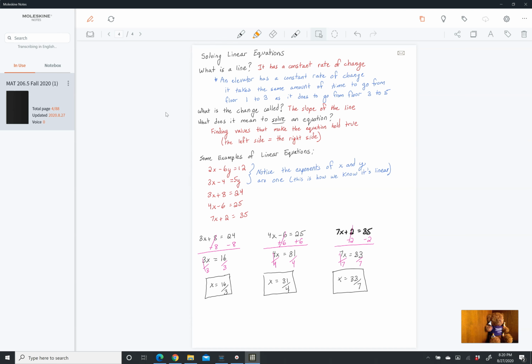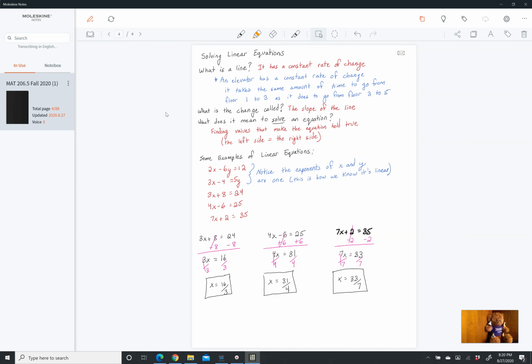Okay, so these are the most basic linear equations. This is where we have the x on one side and we're just taking everything else and moving it over to the other side. Let's add a little bit to this. Let's take an example where we have an x on both sides of the equation.